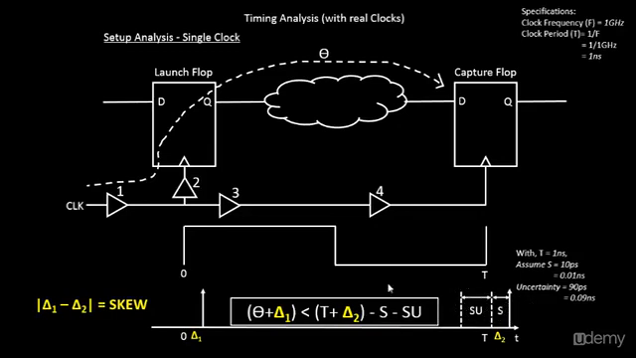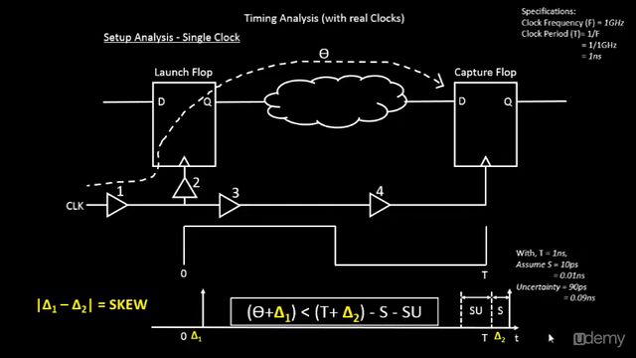here, it shows up as a slack or a violation, and we have to fix the data path delay. From an equation point of view, it looks something like this: theta plus delta 1 should be less than T plus delta 2 minus setup uncertainty. But from a graphical point of view, it says that the combinational delay should lie between this and this window. That's what this particular equation means graphically.